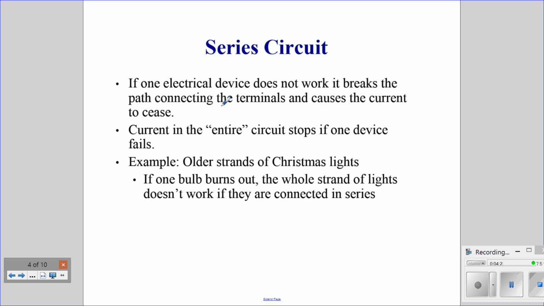If one electrical device does not work because it breaks the path connecting the terminals, or if we were to completely remove one of the resistors without connecting a wire joining the spots where it was connected, the current would cease. So, for example, in older strings of light bulbs, when one light bulb burned out, the whole strand of lights would go out when they were connected in series. You would have to go through and find that bad bulb and replace it, because once that bulb was out, it broke the circuit, and there was not a complete path for the current to flow, and so there was no current flowing in the circuit at all.